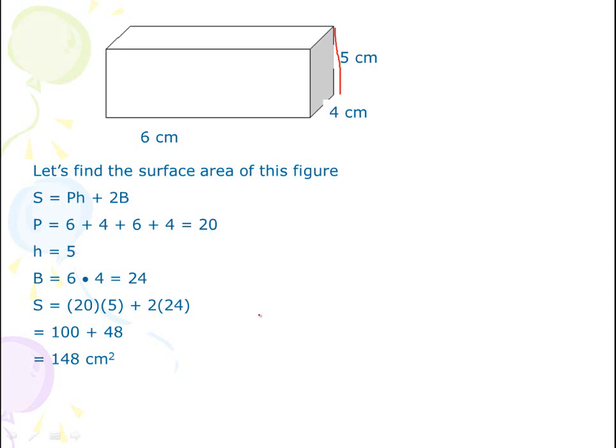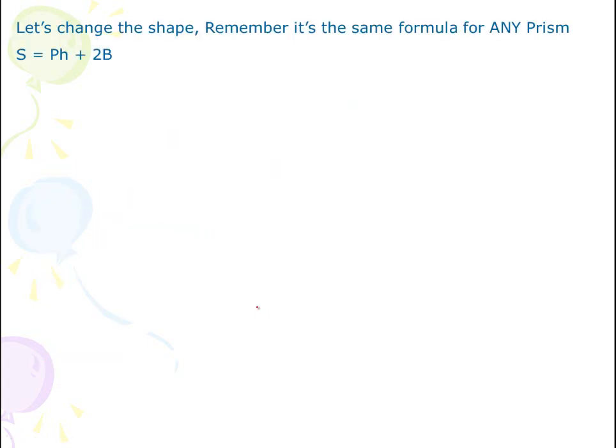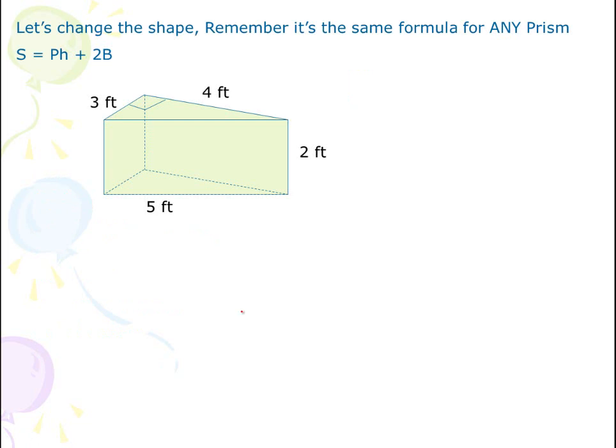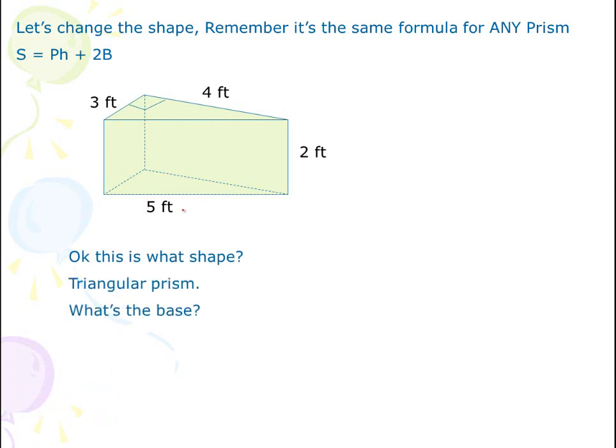Okay, let's look at a different shape. It's still a prism, but this is a triangular prism. Now remember, the base is what you have 2 of that are parallel. In a triangular prism, your triangles are your bases. So this right here is my base. Now, the base is the triangle.